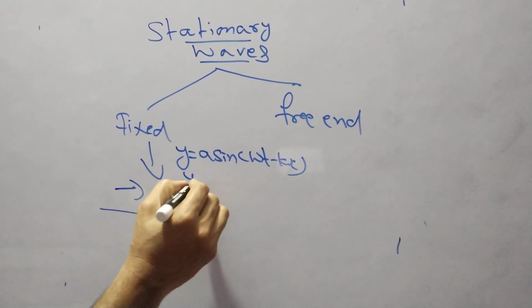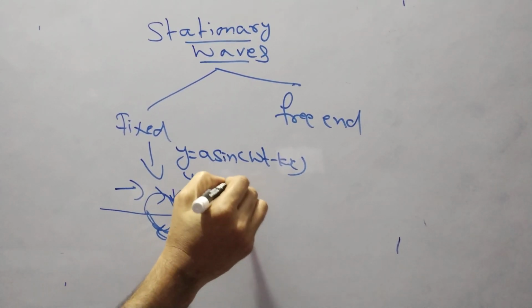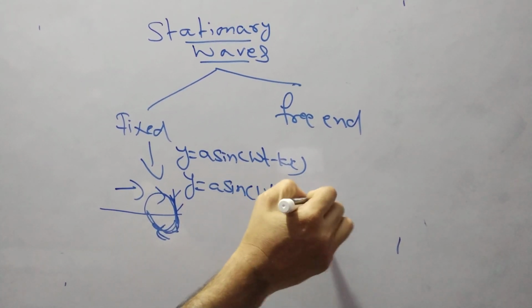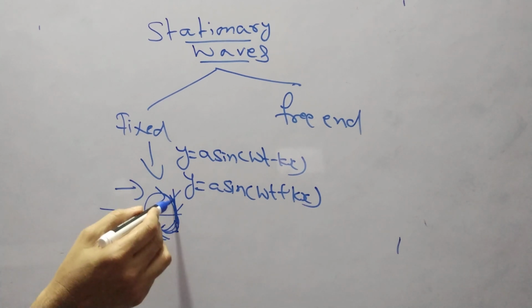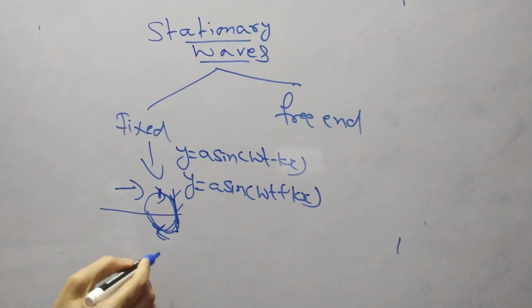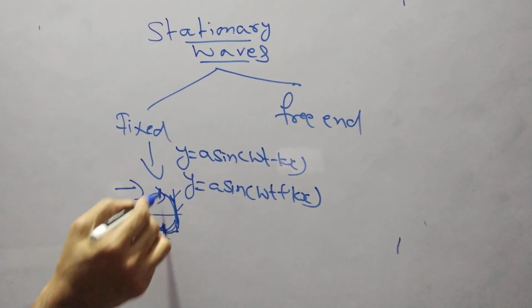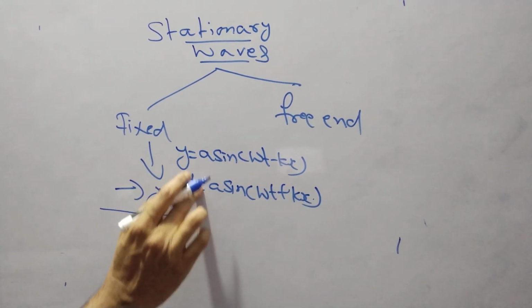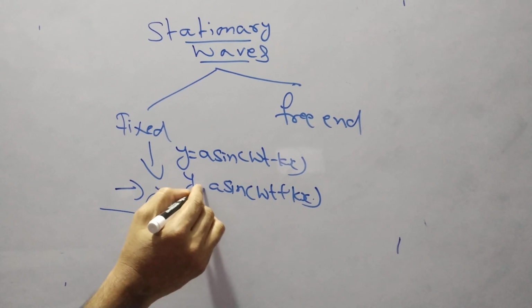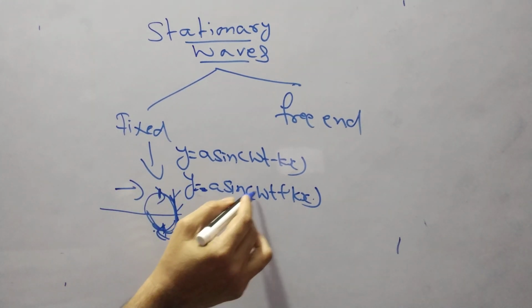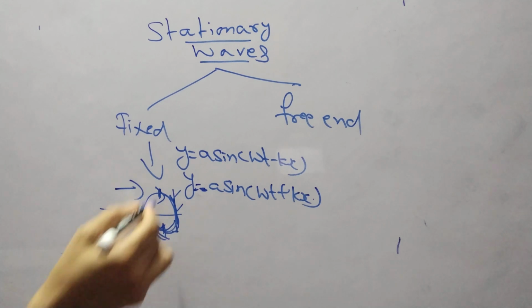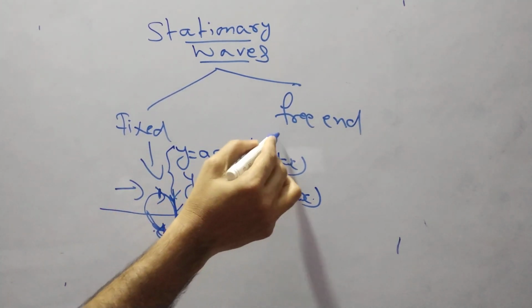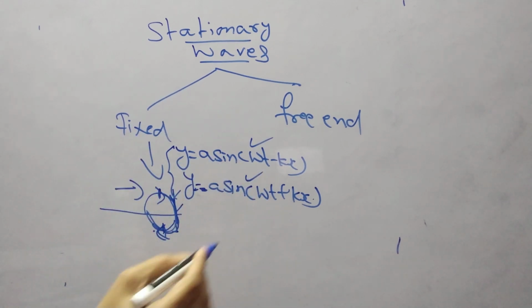So that equation is y equal to a sine of omega t plus kx, right? So this angle is pi by 2, this angle is 3 pi by 2. So the difference of phase, if you add here, is sine of pi plus theta. So you will get minus here. Sine of 180 plus theta is minus sine theta. So already you can see in the previous video how we wrote the equations for the fixed end.